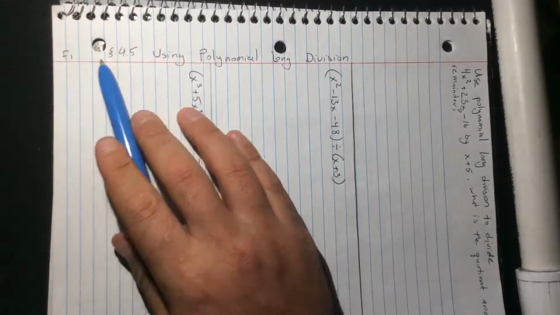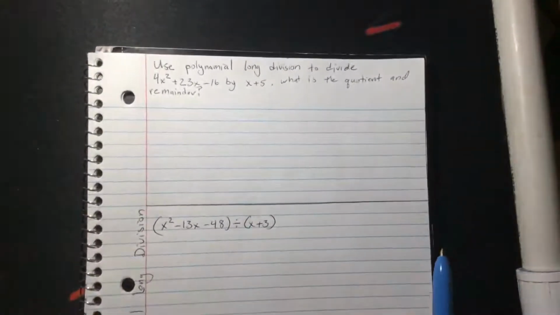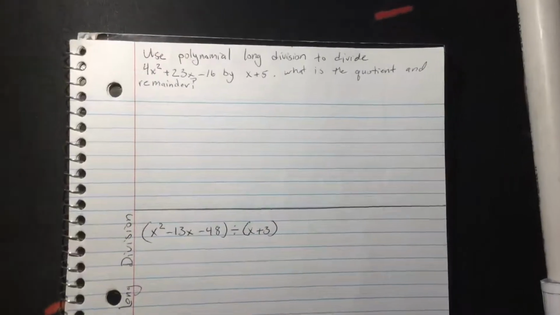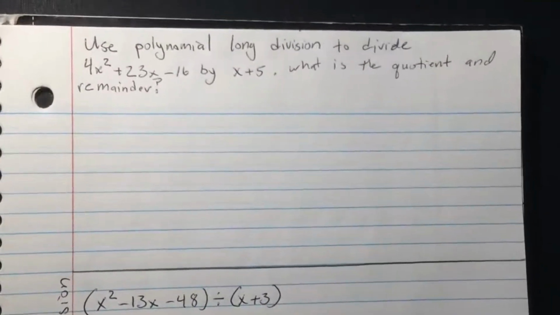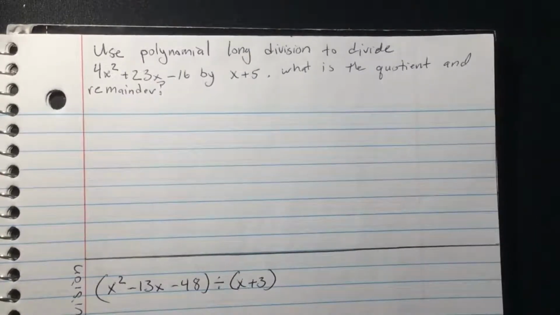This is foldable number 1 for section 4.5 using polynomial long division. So it's just polynomial long division. Pretty easy stuff. It's kind of like regular long division with a couple quirks here and there. So we're going to go and get started.